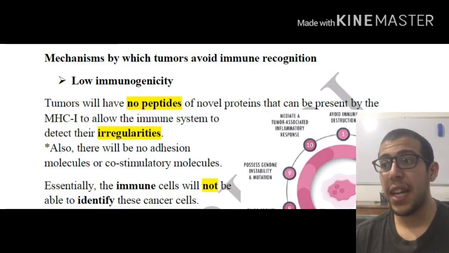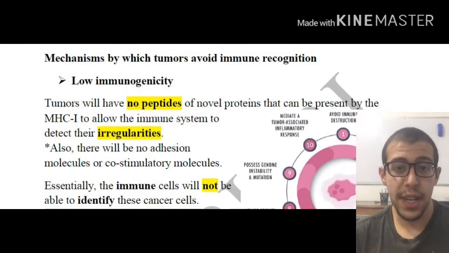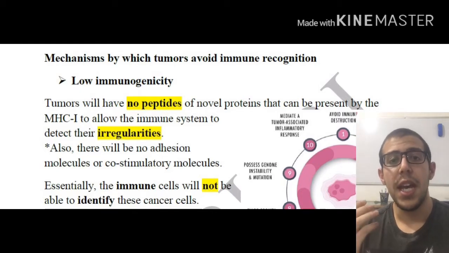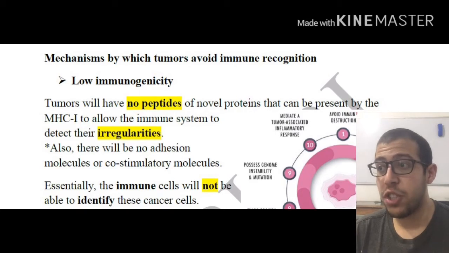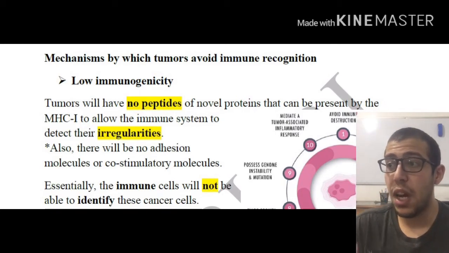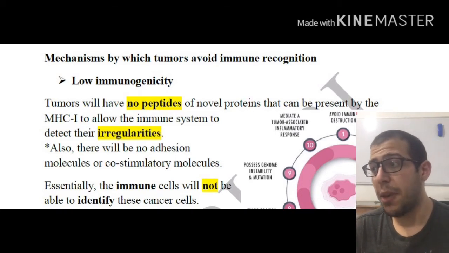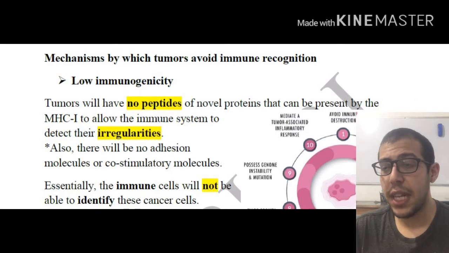First of all, the mechanisms by which tumors avoid immune recognition are plenty. There are multiple ways, and we're going to be talking about them shortly. The first one is low immunogenicity. Tumors have no peptides of novel proteins that can be presented by the MHC to allow the immune system to detect the irregularities.